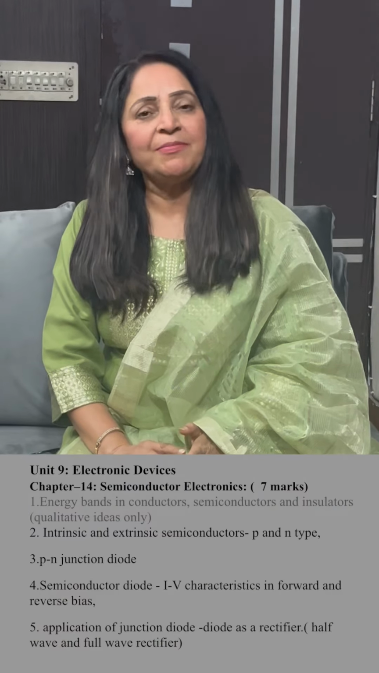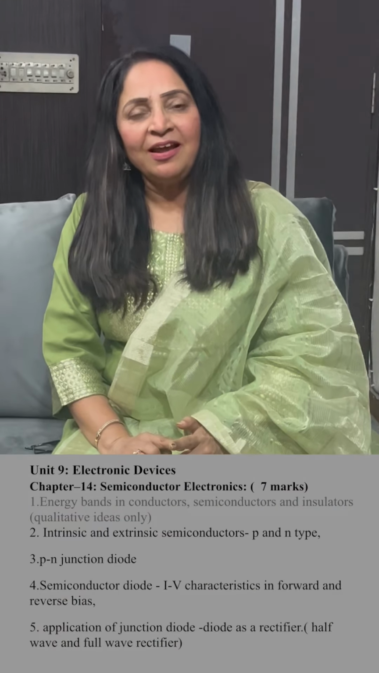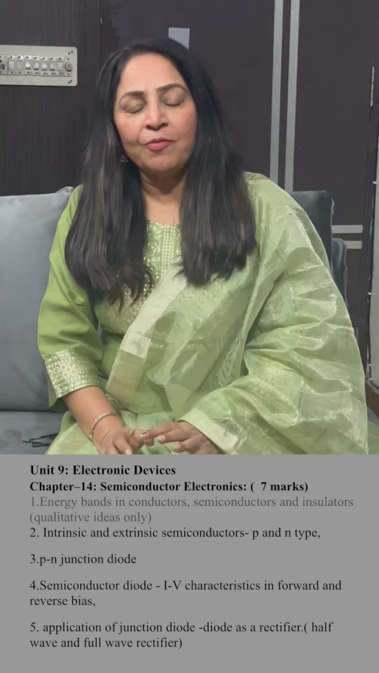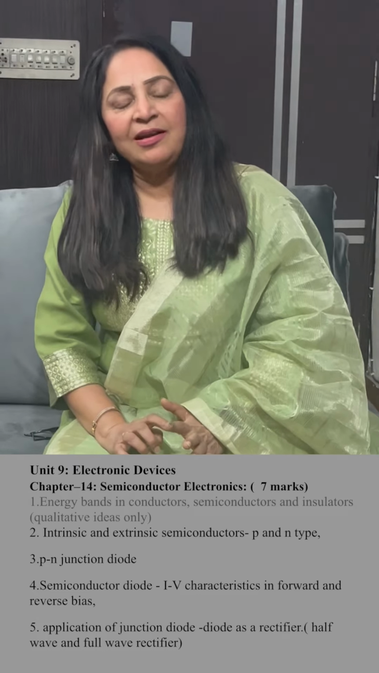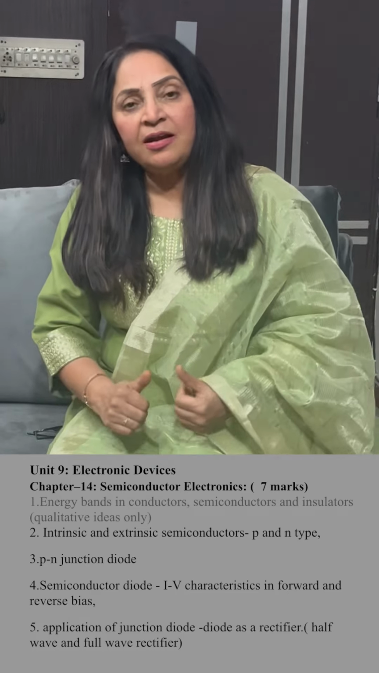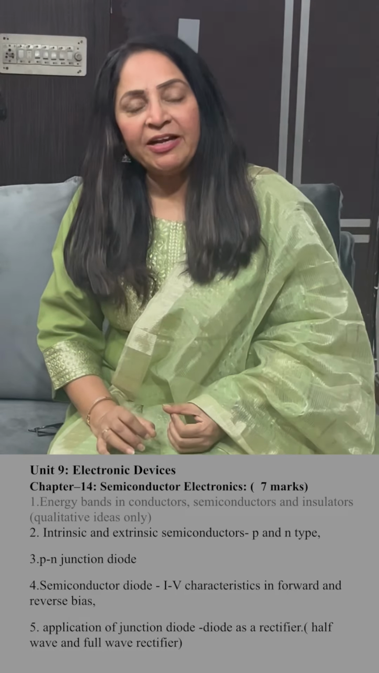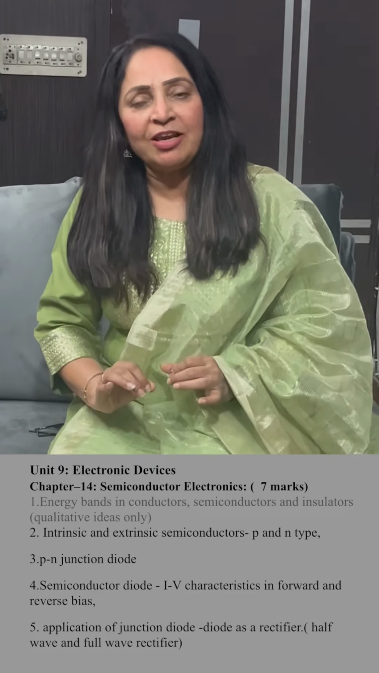Its weightage is 7 marks, and the types consist of p-type semiconductor, n-type semiconductor, and p-n junction, formation of the p-n junction diode, extrinsic semiconductor, intrinsic semiconductor. Their diagram on the basis of band theory is very important.